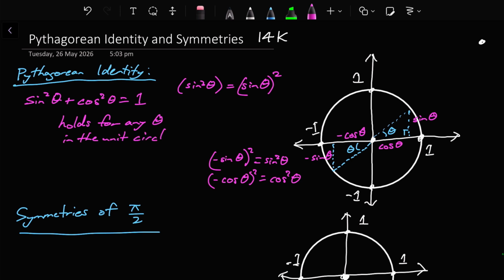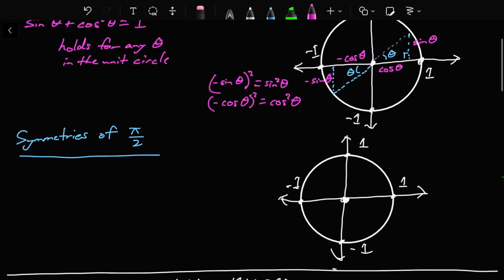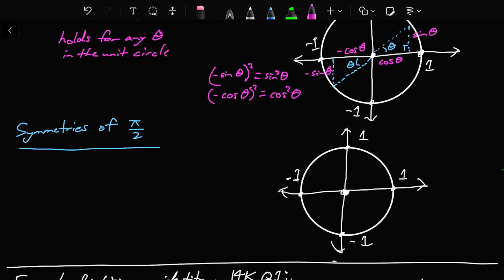Cool. So that's really awesome. It means that if you have the value of sine theta or cos theta, you can find the other one, because you can just rearrange this identity. Cool. Okay, so let's also have a look at some symmetries of pi on 2.